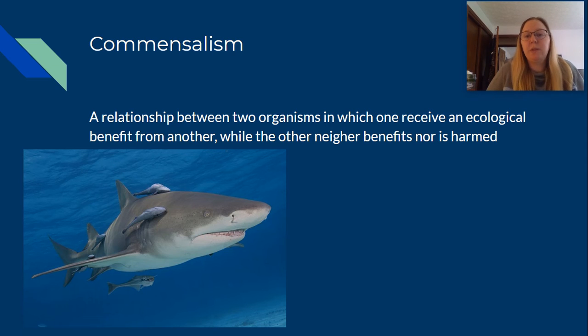Commensalism is a relationship between two organisms in which one receives ecological benefit from the other, while the second organism is neither harmed nor helped. So suckerfish and sharks is the best example of this. Suckerfish feed off of the algae and the bacteria that grow on sharks, but the shark doesn't benefit at all from this because they can live with that bacteria on them. The suckerfish also get safety from the shark, the shark being an apex predator.